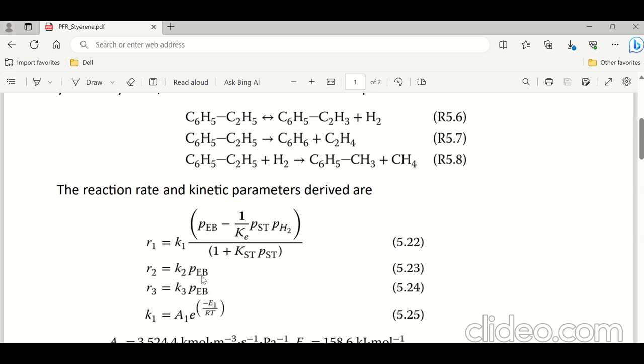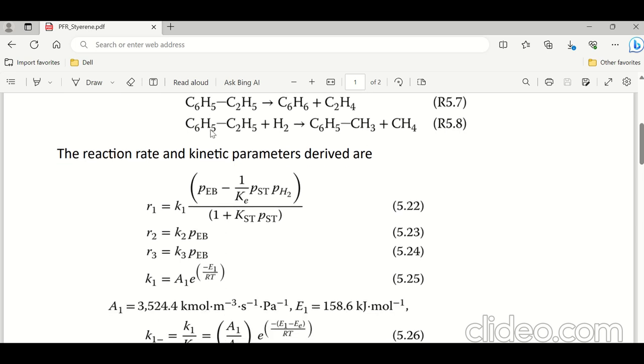PEB is the partial pressure of ethyl benzene, and the rate equation of the third reaction is given as R3 equal to K3 PEB. You can see that the rate of the third reaction is independent of hydrogen. This K1 can be calculated using the Arrhenius law, A1 exponential minus E1 by RT. The values of A1 and E1 are given.